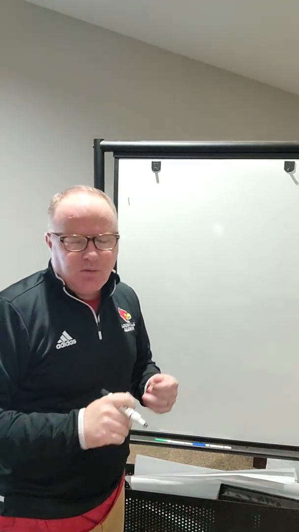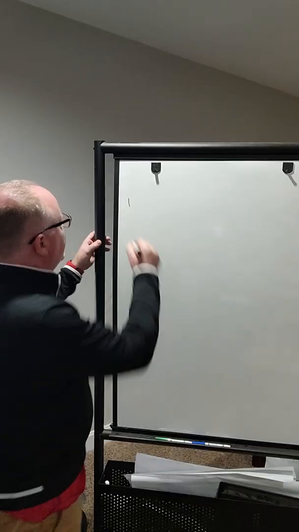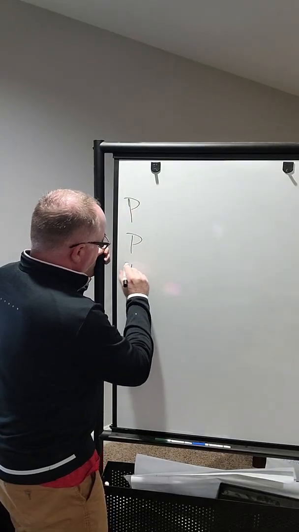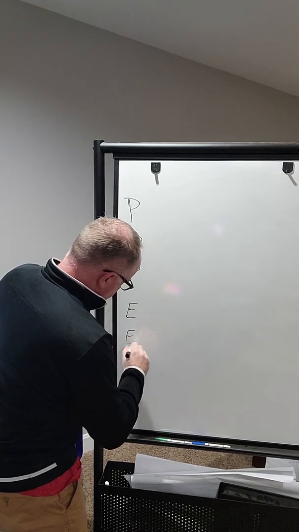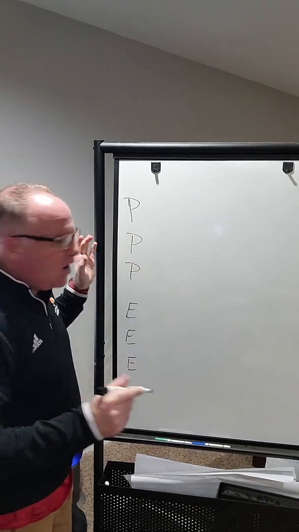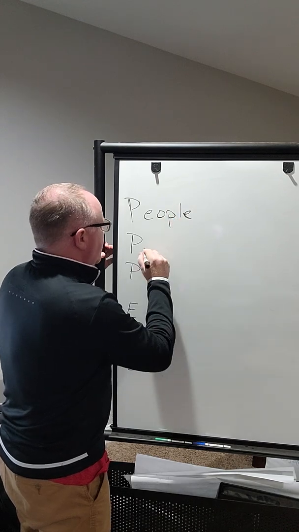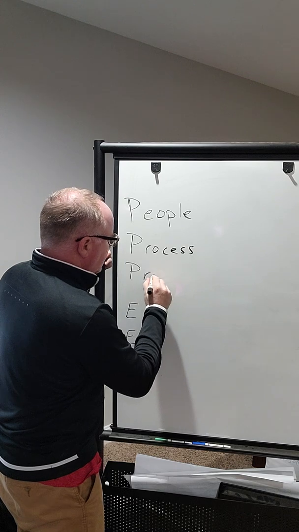So in this video, I want to talk about what I call the three P's and three E's. So three P's and three E's. So the three P's are people, process, and products.